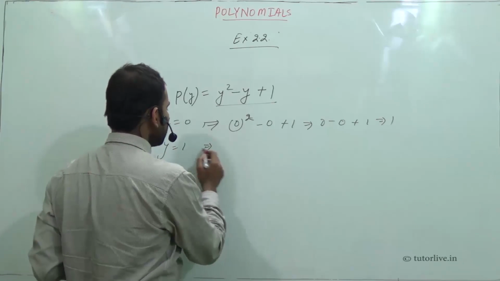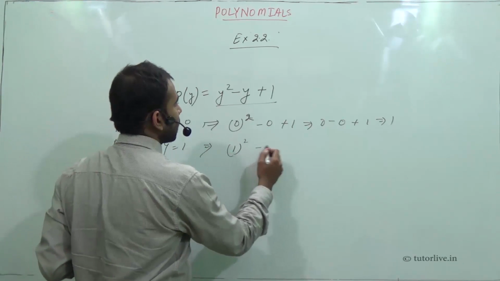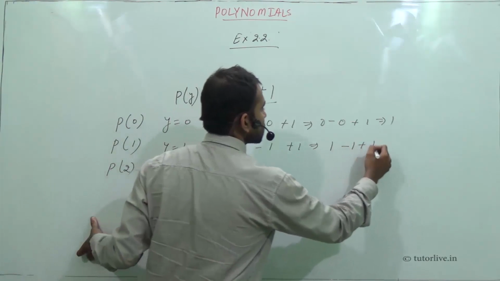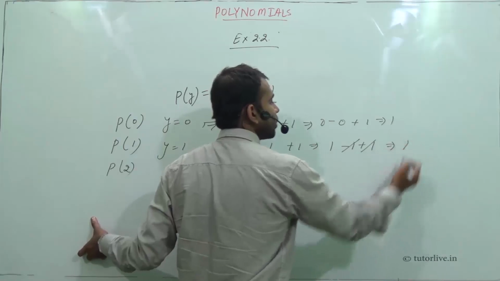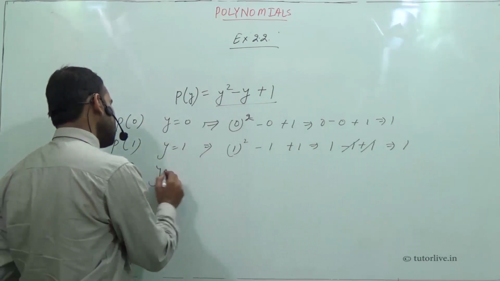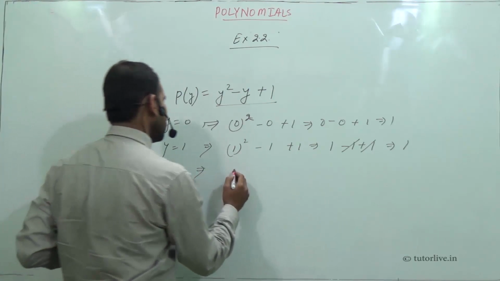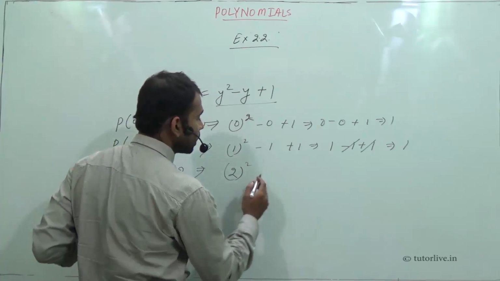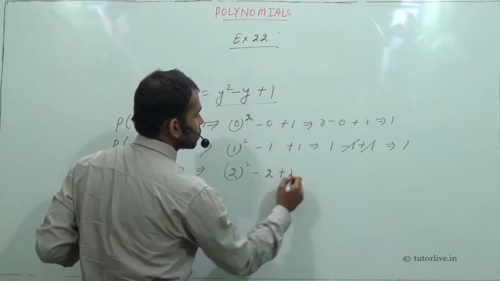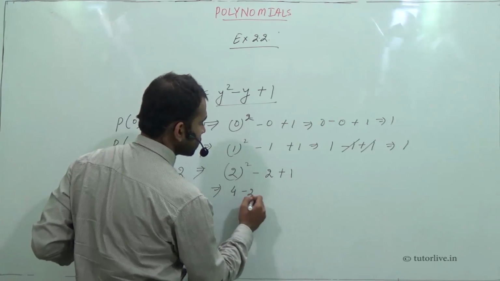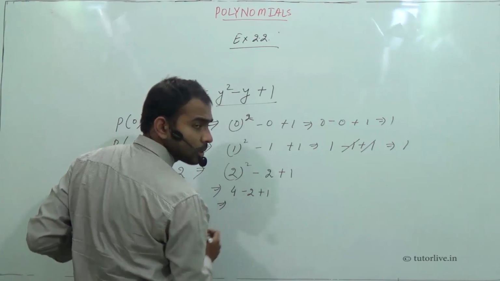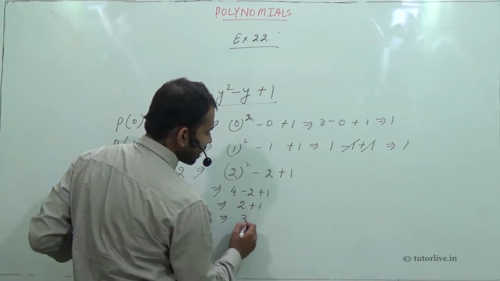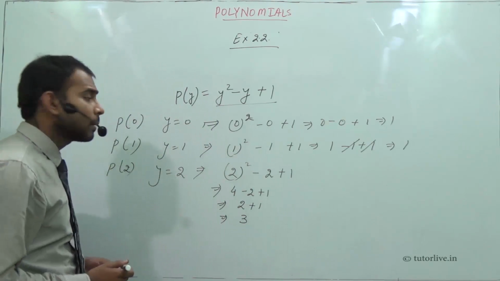Now the value of y is equal to 1. So it comes out to be 1 square minus 1 plus 1. 1 square is 1, minus 1 plus 1 gets cancelled out. The value again is 1. Now y is equal to 2, so 2 square, we are substituting the value of y here, minus 2 plus 1. 2 and 2 is 4 minus 2 plus 1. Opposite signs get subtracted, 4 minus 2 is 2, plus 1. Same signs get added, 2 plus 1 is 3.